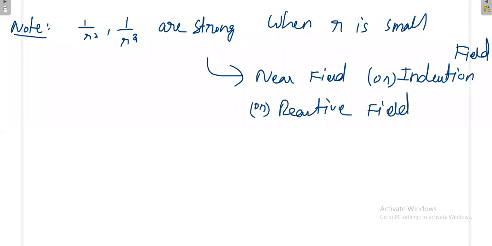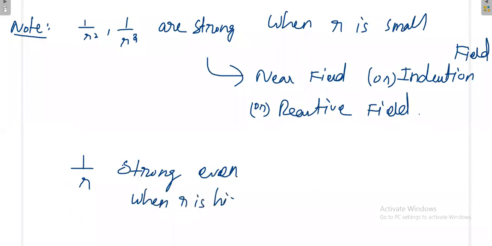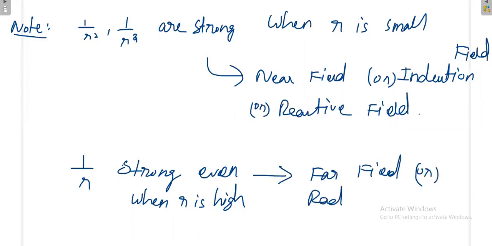And 1 by r can be strong even when r is increasing. 1 by r will decrease, that's okay, but as compared to this one, this is strong. That is the idea here. It is strong even when r is high, but that is compared with this term. That's why this field is called far field or radiation field.